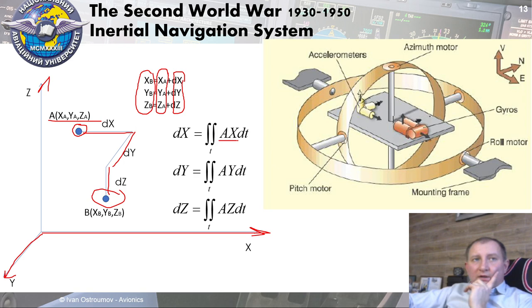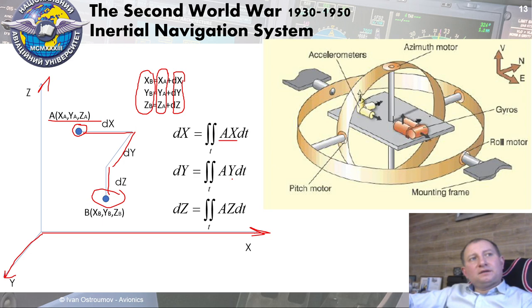Thus, on board of an aircraft, we just need to have three accelerometers, which can measure accelerations by axes. And if we know it, yes, we can get these paths and we can get our location at any time during the aircraft's travel.